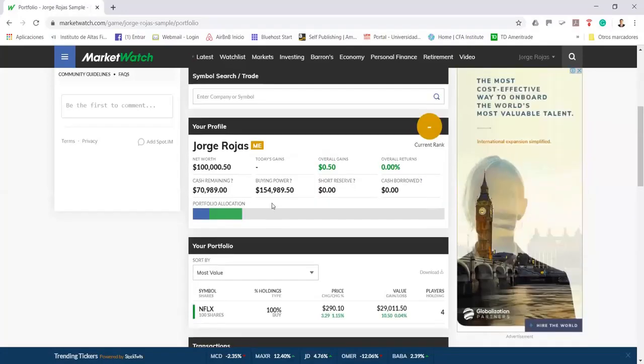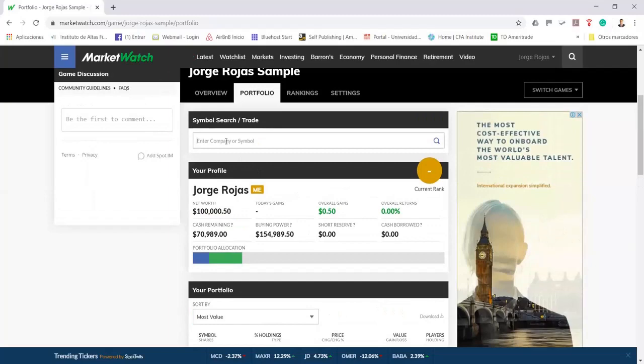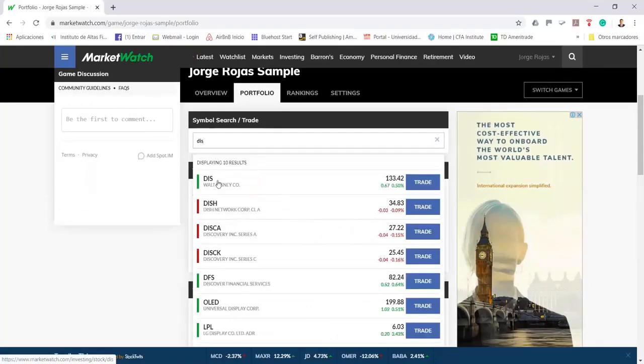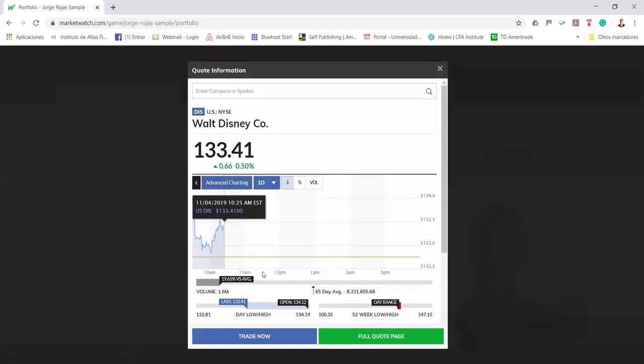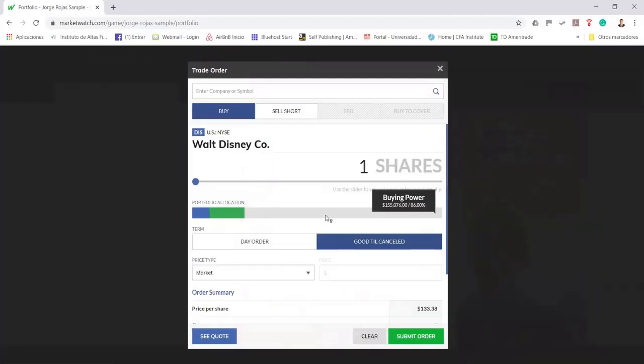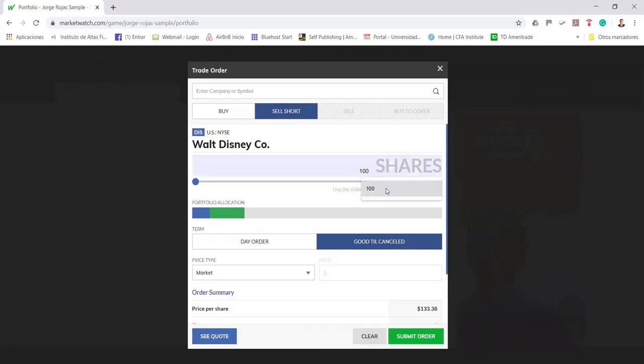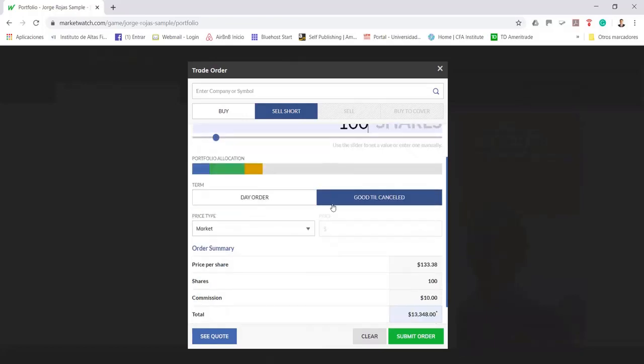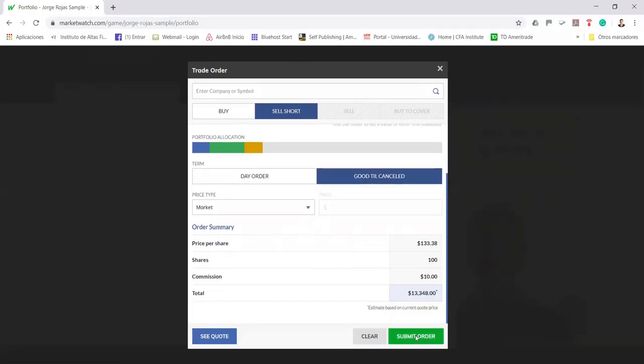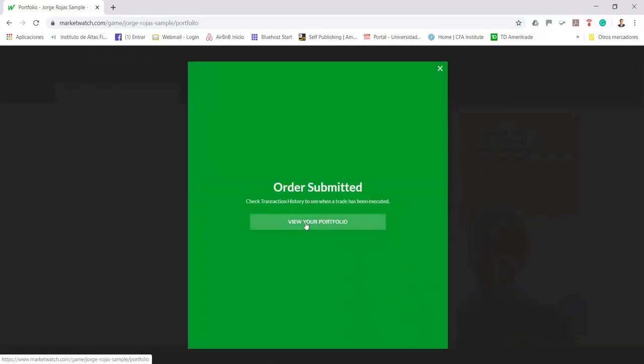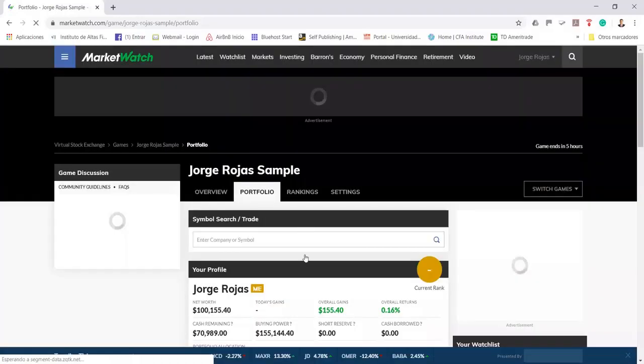Now let's go back and now let's assume that I want to trade the Disney stock. But in this case, for some reason, I have the expectation that the price will go down. So in this case, let's do a short sell of this company. Let's assume that I want to do also 100 shares. And I want to do this immediately at market price. So I'm going to go ahead and submit the order and go back to see my portfolio.